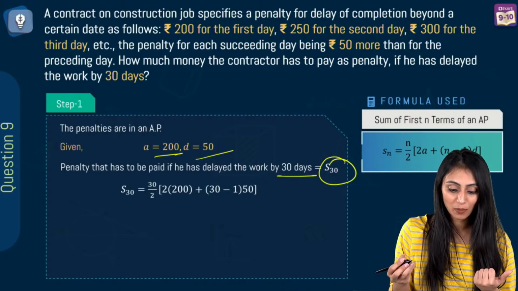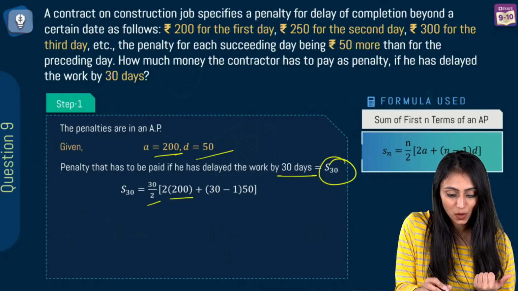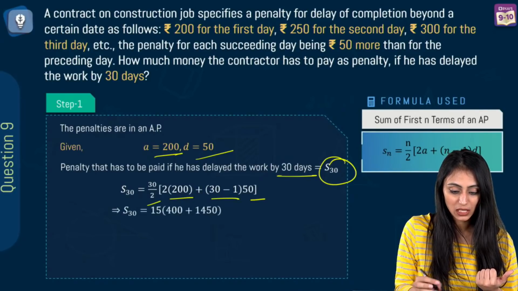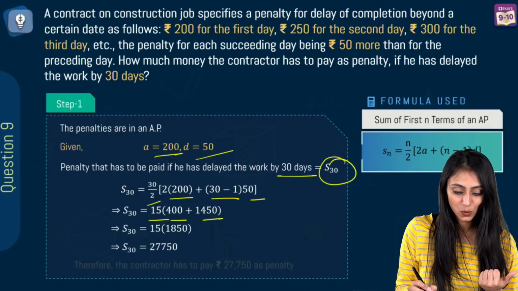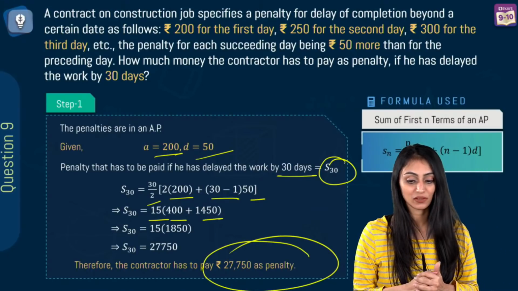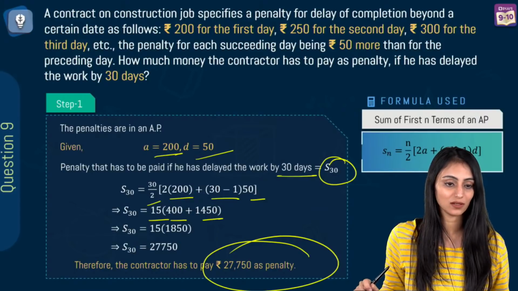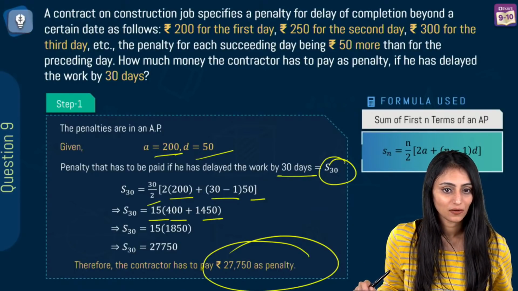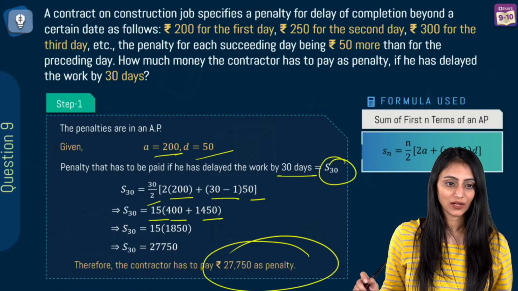So let's substitute the formula. So 30 by 2, 2 times 200, 30 minus 1 times 50. It's going to be 15 times 400 plus 1540. On simplifying, you get rupees 27,750 as penalty. So this is going to be the answer in that case. All right, this is clear.